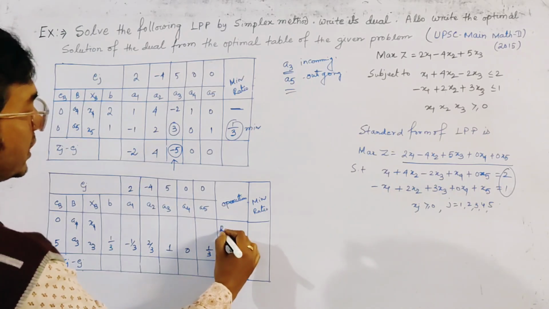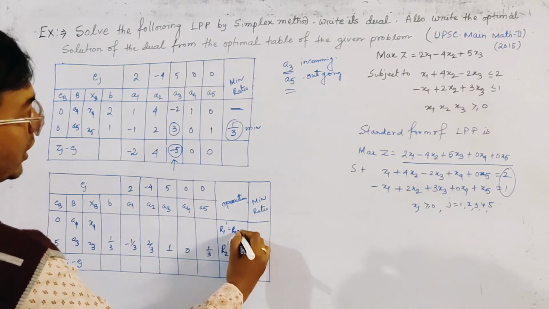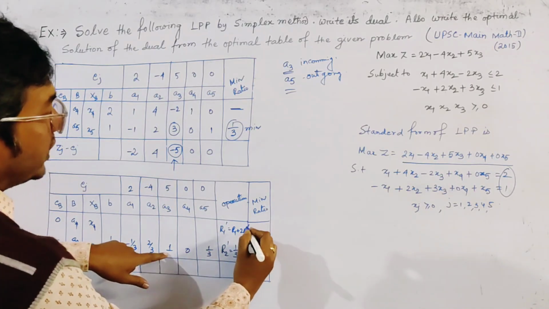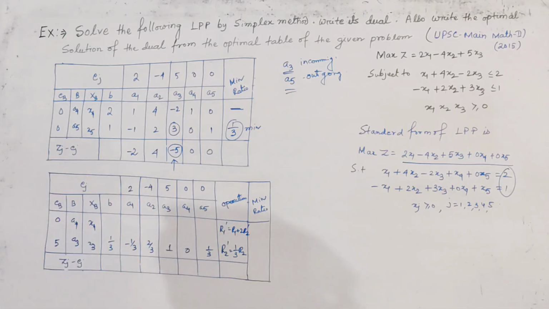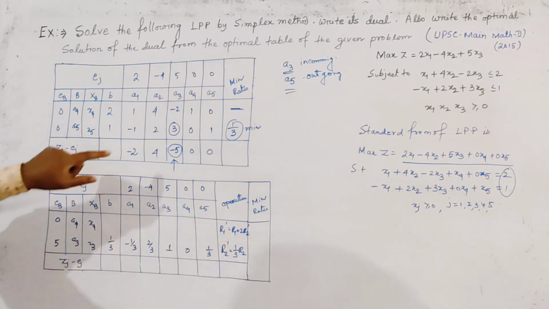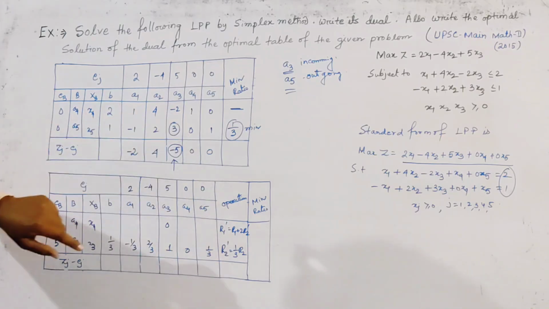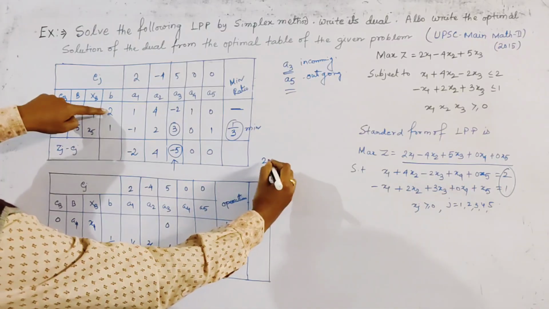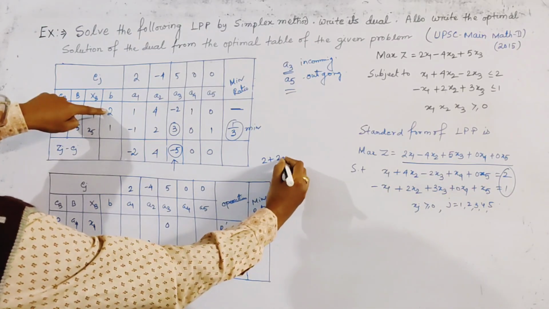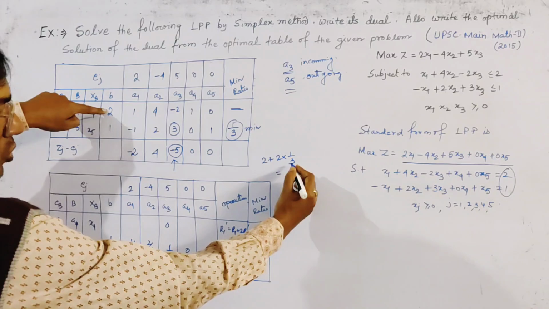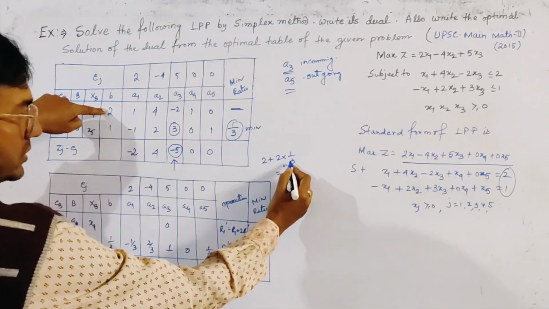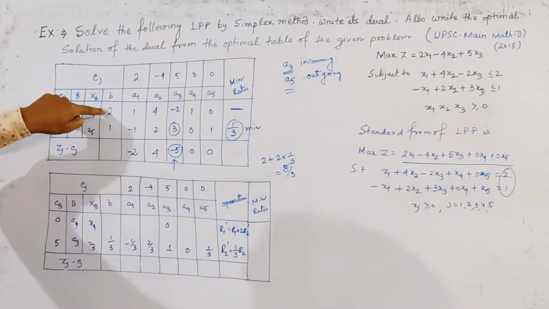Okay, now we make it into 0. So we make the operation R1 dash is equal to R1 plus 2 into R2 dash. This is the new second row. Okay, and here we write this is 0. Now we start from this element, this is 2 plus 2 into 1/3. Okay, so we get this is 5 by 3. Sorry, this is 8 by 3. Okay, this is 8 by 3.